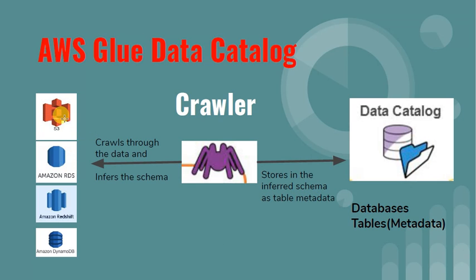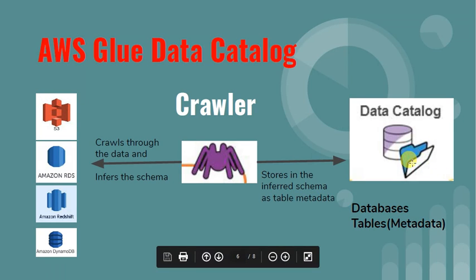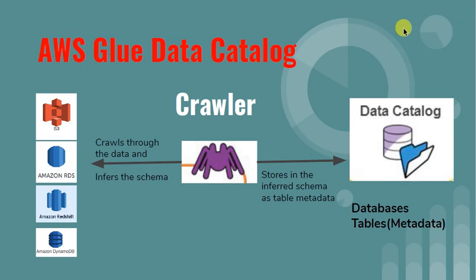To give an example, suppose you have a CSV file in S3 which has like 100 million rows of data. It crawls through some sample data, and it infers the schema of this file. It infers the schema, creates a table, and stores it in this data catalog. This data catalog can then be integrated with the Athena service to run your SQL queries to perform data analysis.